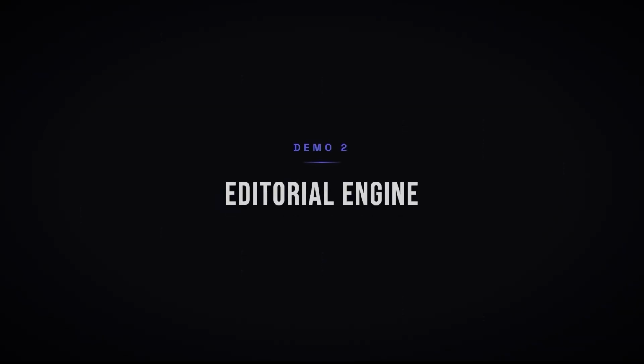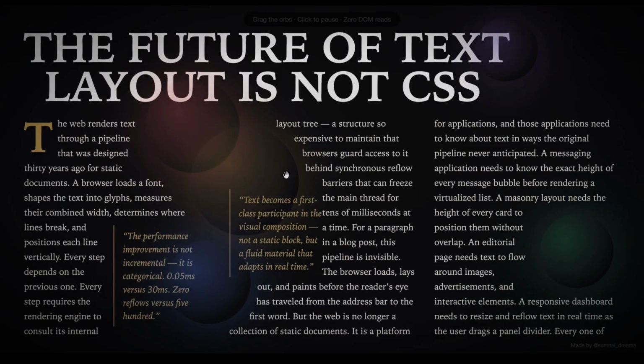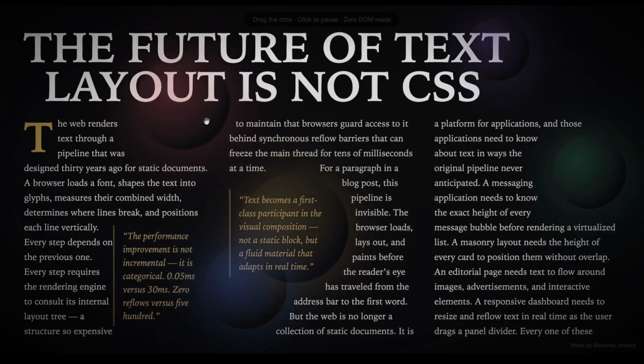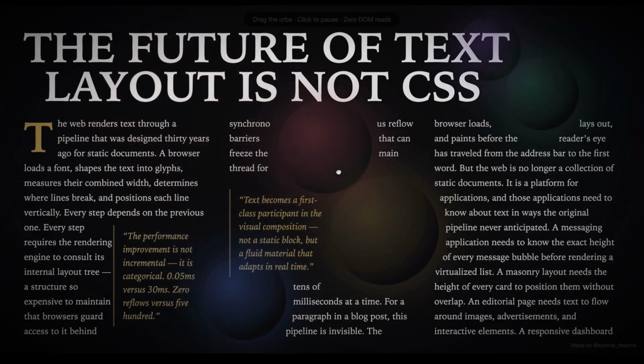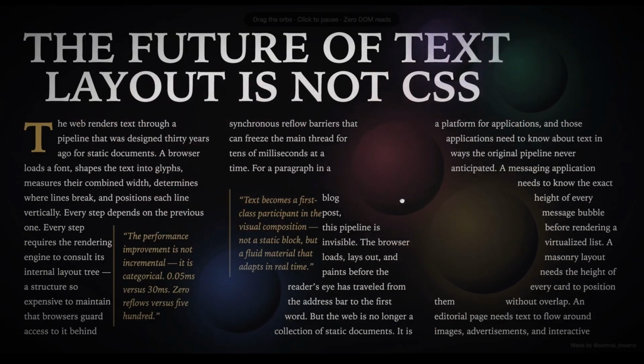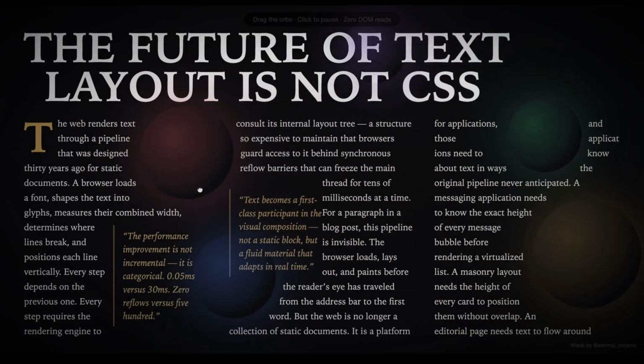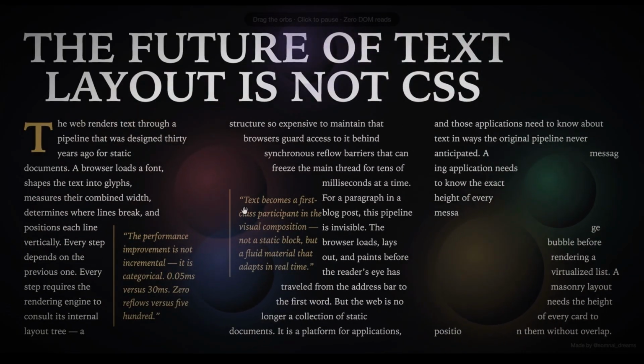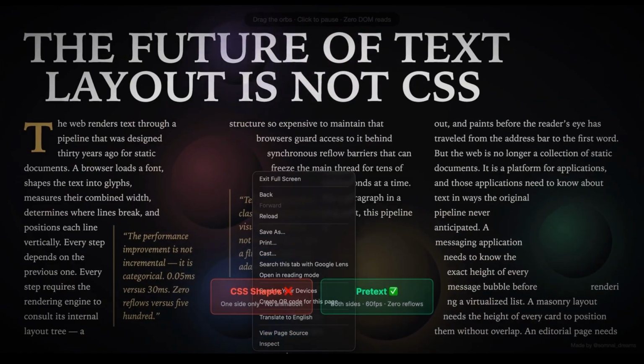Now the stress test: full magazine layout, multi-column text, pull quotes, drop cap. That headline runs a binary search to find the biggest font that fits, every resize. Drag this orb, text reflows on both sides simultaneously.